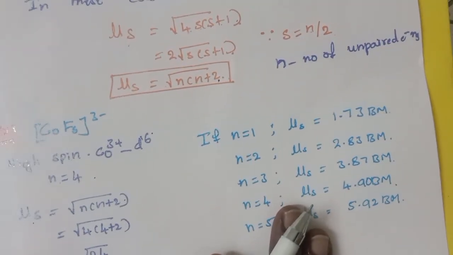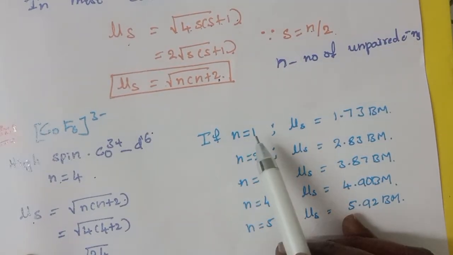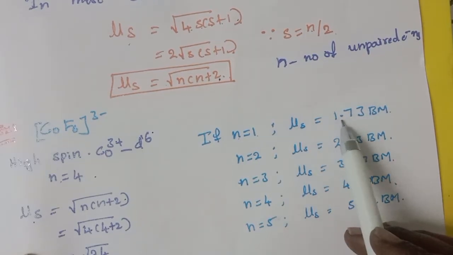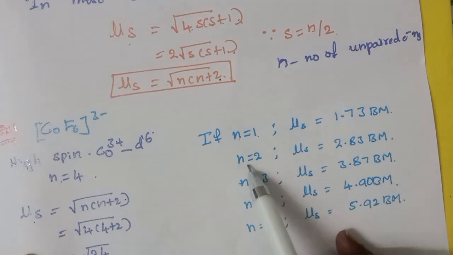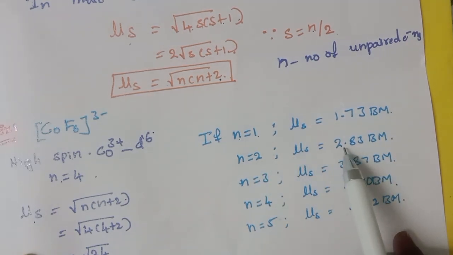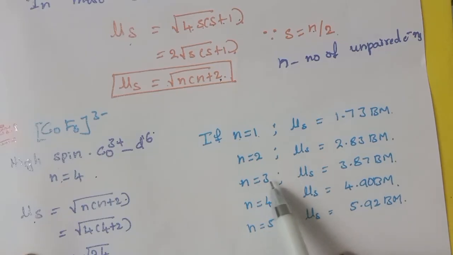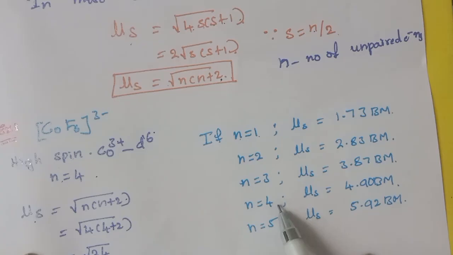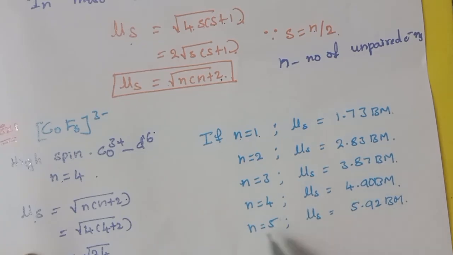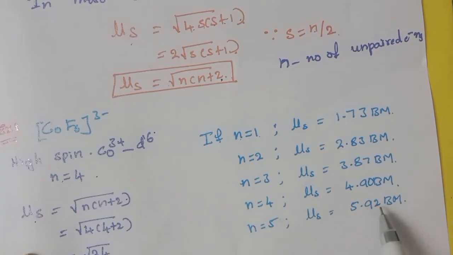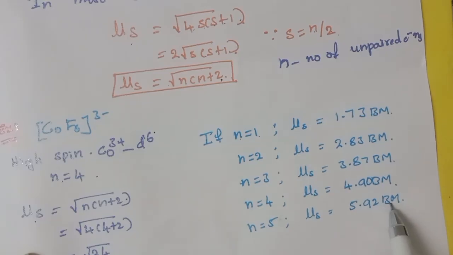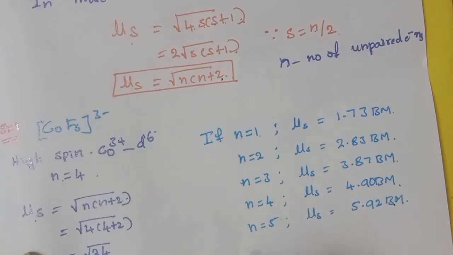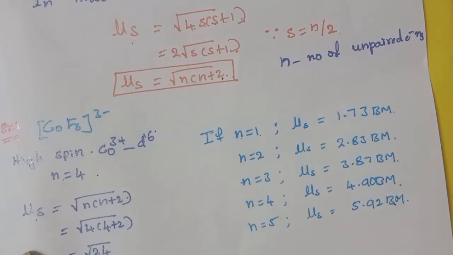Here, if we can see, if the number of unpaired electrons n equals 1, the resultant mu S value will be 1.73 BM. If n is 2, mu S value will be 2.83 BM. If n is 3, mu S value will be 3.87 BM. If n is 4, mu S will be 4.9 BM. If n is 5, mu S will be 5.92 BM. So, by remembering the spin only formula, it is easy to determine the magnetic moment values for the complexes.